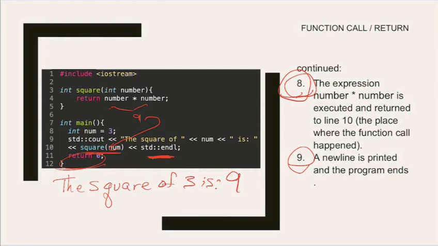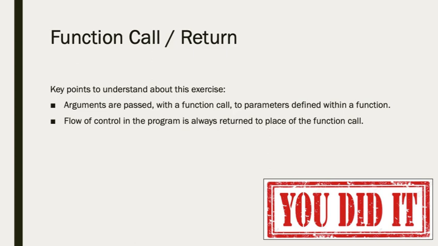So in this example, we walked through the flow of control for passing arguments to user-defined functions in a C++ program. It's important to understand how this data is flowing and affecting the overall flow of control for your programs. Key points to understand about this exercise. Again, using that really important terminology that we walked through, arguments are passed with a function call to parameters which are defined within the function. And the flow of control in the program is always returned to the place of the function call.